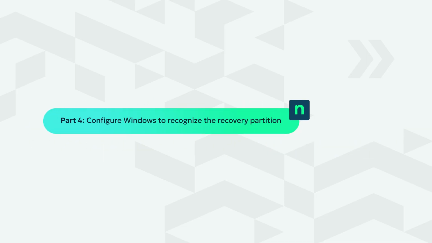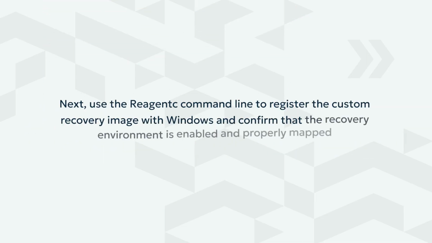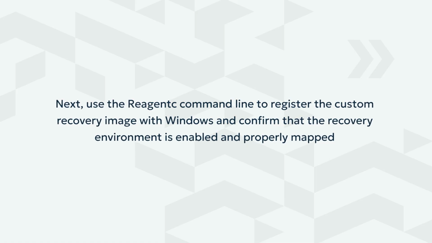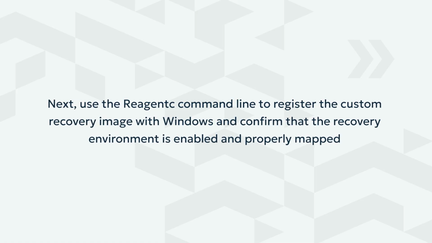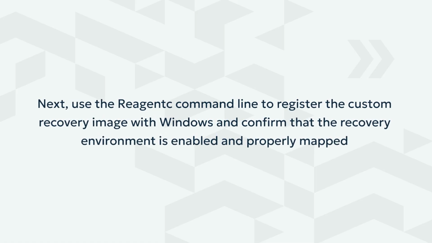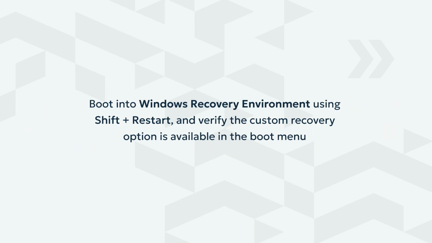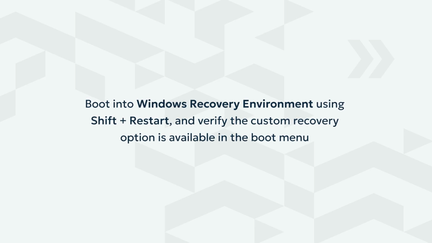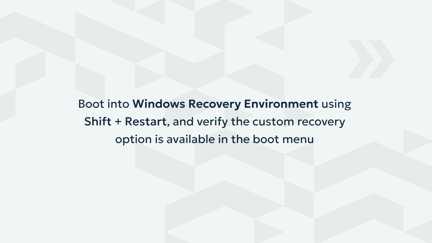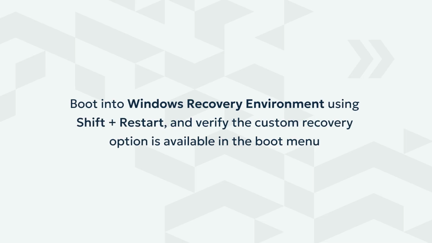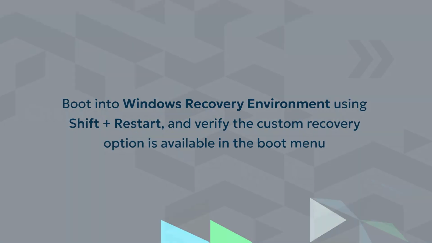Configure Windows to recognize the recovery partition. Next, use the reagentc command line to register the custom recovery image with Windows and confirm that the recovery environment is enabled and properly mapped. Test the recovery process. Boot into Windows recovery environment using Shift plus Restart and verify the custom recovery option is available in the boot menu.